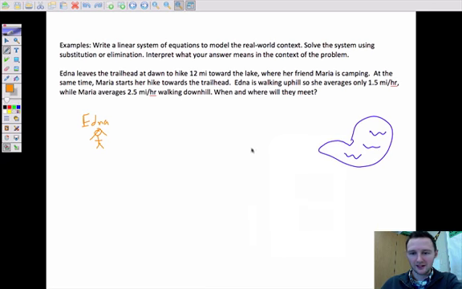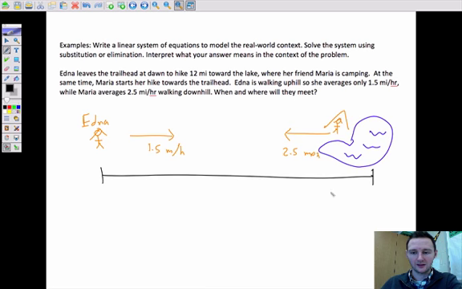So she is headed towards this lake over here, and Maria has her tent set up here. And there's Maria. Edna is going to head this way. Maria is going to head that way. We want to know at what point somewhere in the middle here will they meet. Edna is walking up a hill, so she is going at a speed of 1.5 miles per hour. And Maria is heading downhill. She's going 2.5 miles per hour. The trailhead and the lake are 12 miles apart.